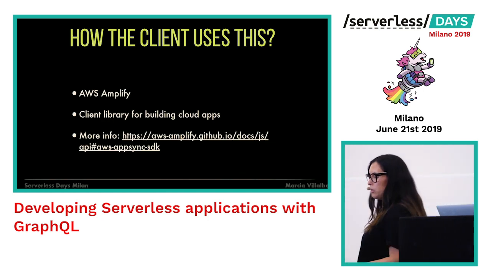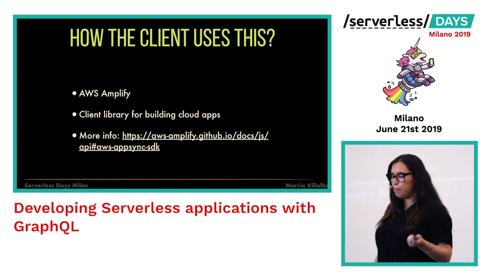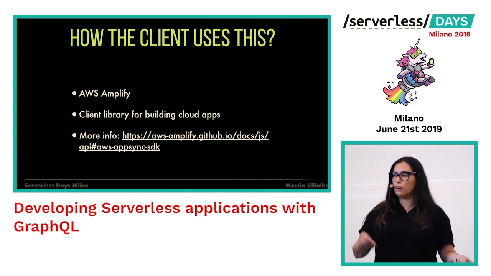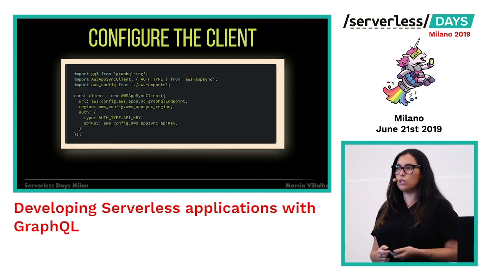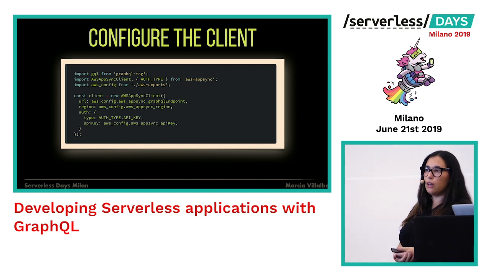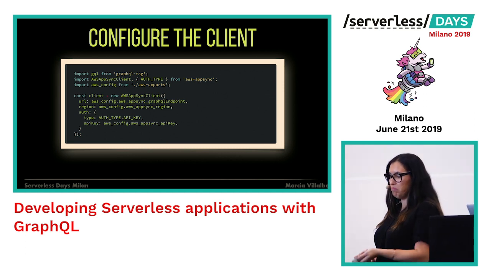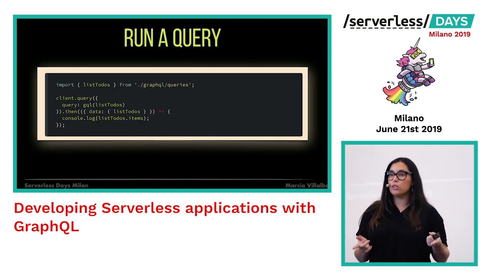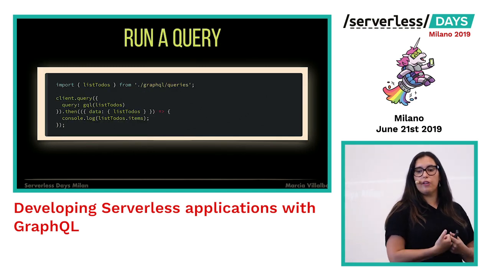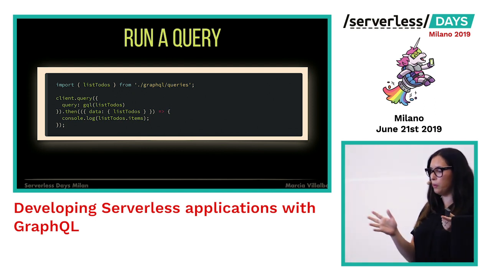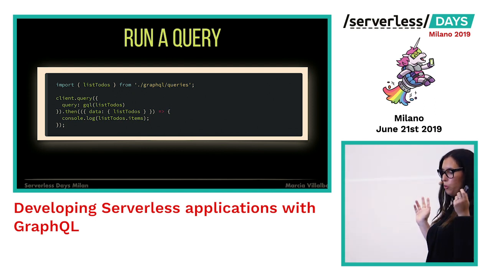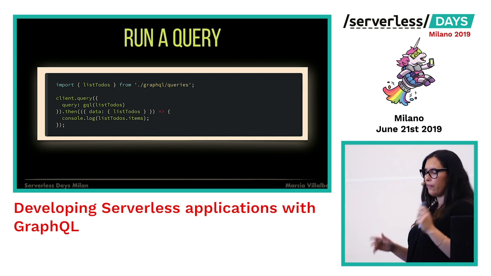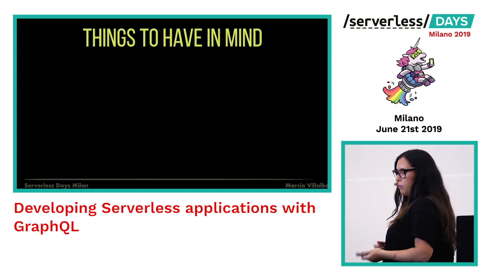So how does the client use this? You use the library AWS Amplify. It's a client library for building cloud apps. You should check it out. But basically, you just put this configuration in the client that you get from the settings, like the URL, the region, and the authentication type, and voila, it's configured. Then you just write the queries that you have tested in your AppSync query tool. You put them in a file, and then you do client query or mutation, and it works. Very simple.